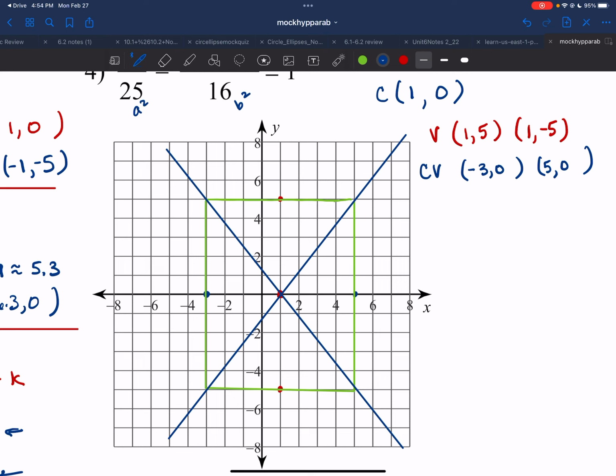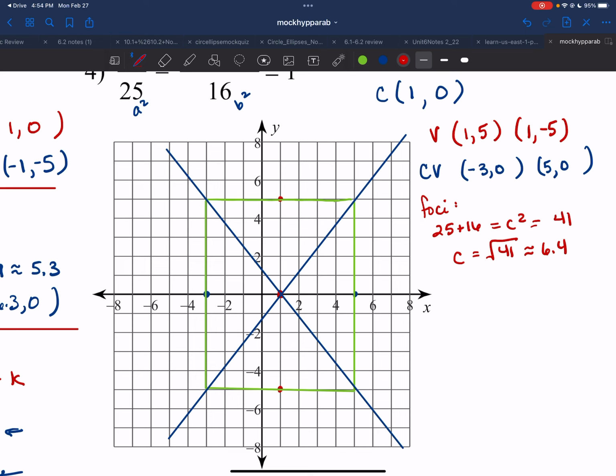So we can find our foci. So we have a squared, which is 25 plus 16 is equal to c squared, which is equal to 41. So c is going to equal the square root of 41. So that's going to be like 6 point something. Hang on. We'll go ahead and do that on the calculator. The square root of 41 is going to be 6.4.